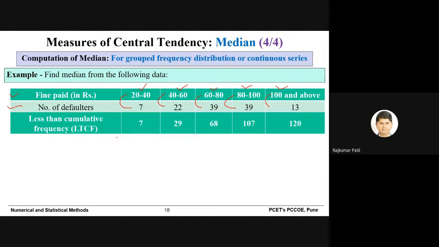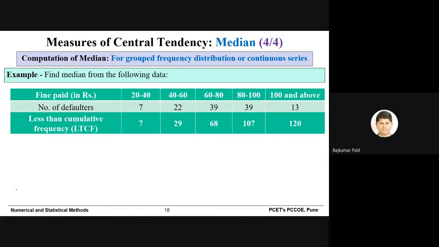So for this, we will calculate the less than cumulative frequency. The first value will be 7 as it is. 7 plus 22 is 29. 7 plus 22 plus 39 is 68. Similarly, 7 plus 22 plus 39 plus 39 is 107. And the last value will be the sum of all these values. So this is how we prepare an additional row for less than cumulative frequency.